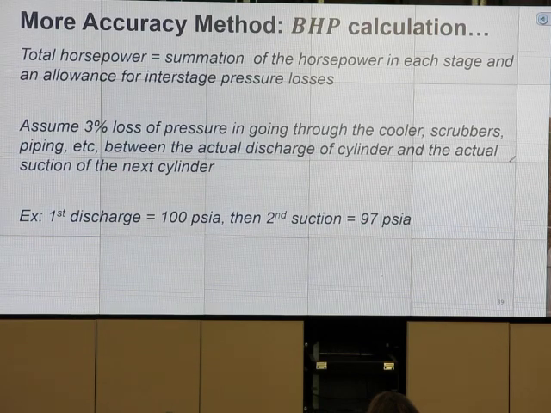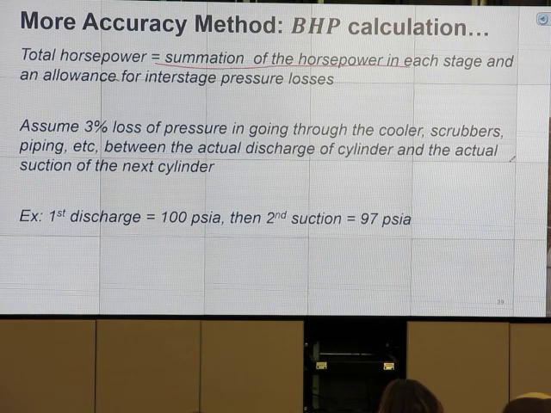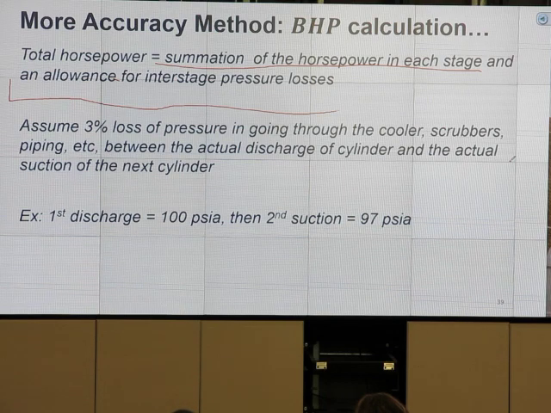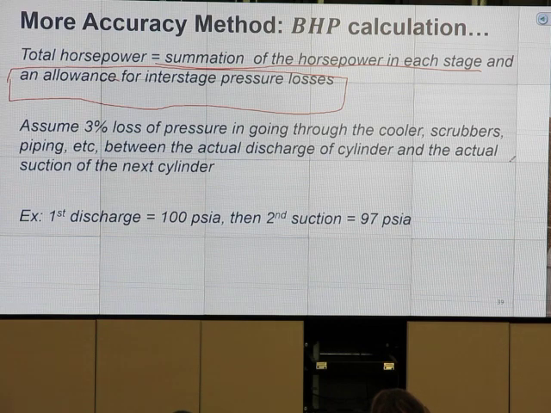Okay. If we want a really good value, total horsepower is the summation of the horsepower in each stage, plus some pressure drop for interstage part. Okay. Why do we have pressure drop? Anyone want to tell me? Glacier?